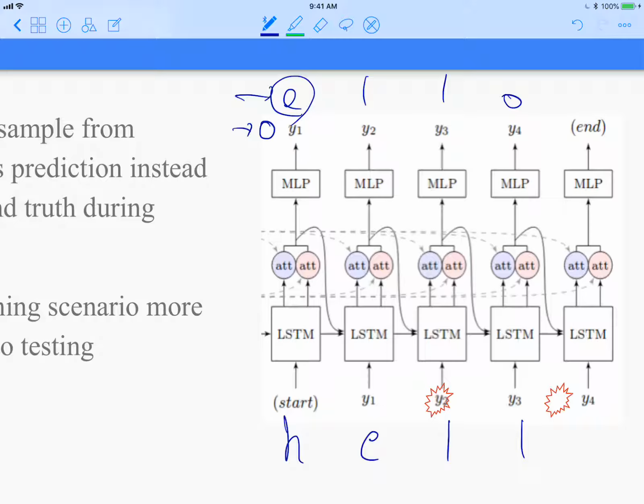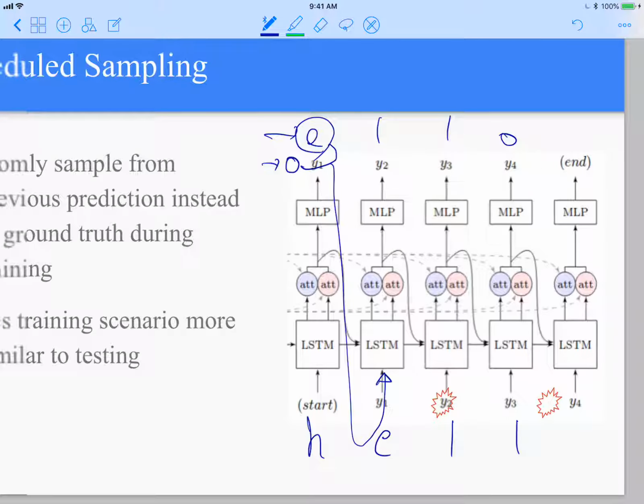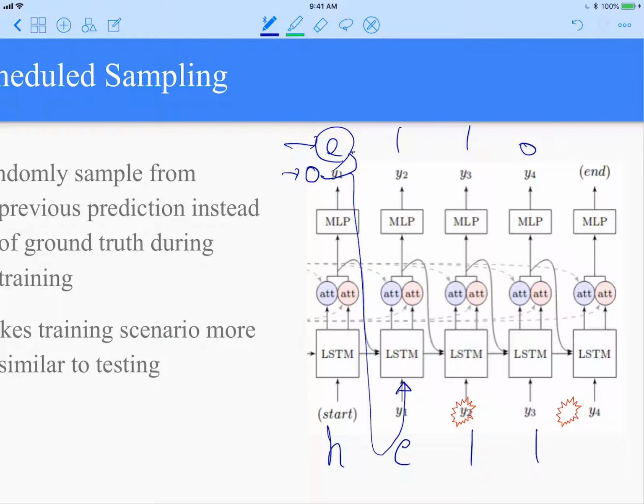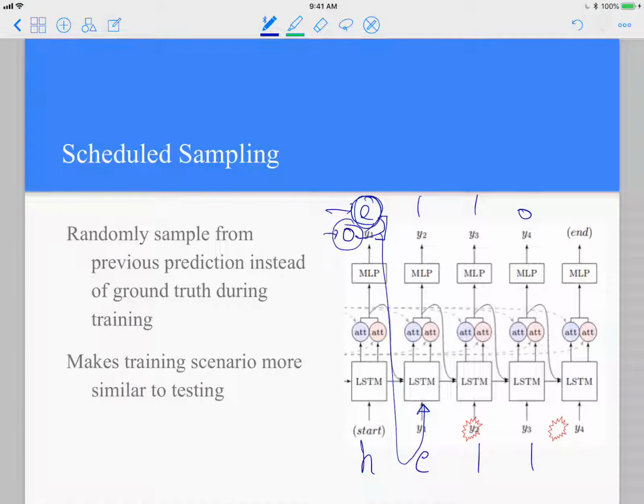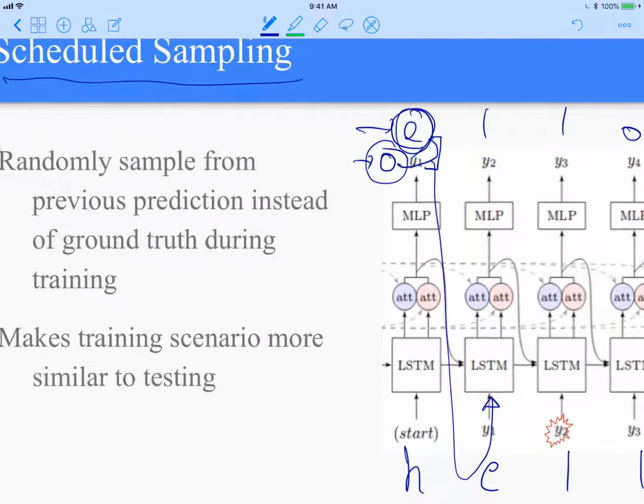And then we have an option to supply either of these inputs into the next time step's RNN module, right? So with a certain probability, we use either the ground truth or our actual predicted output, okay? So using it randomly with a certain probability value, that is called scheduled sampling.